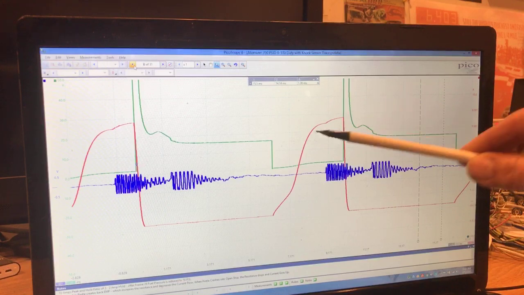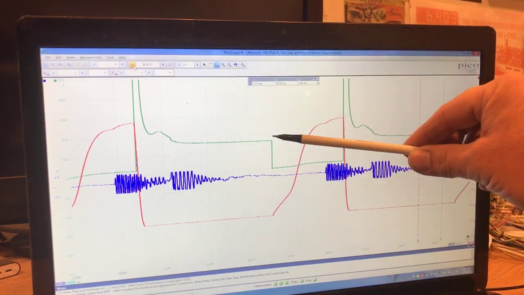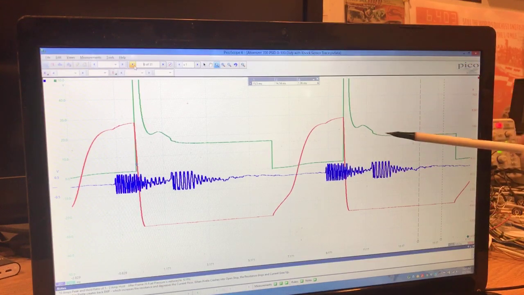Okay, so the red trace again is the current going to the injector winding. The green trace is the voltage on the trigger wire for the injector. And the blue trace, this is our knock sensor. So this worked beautifully. I couldn't believe how well it worked once I'd looked at the data.